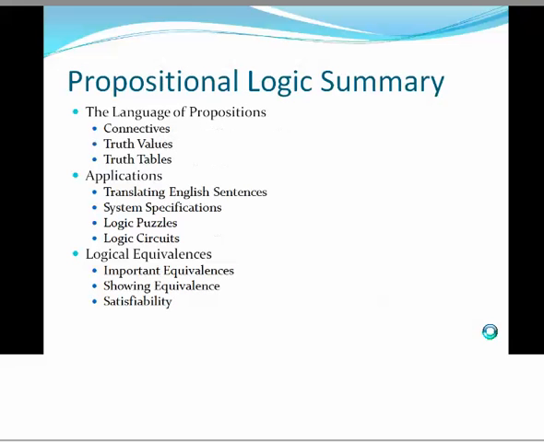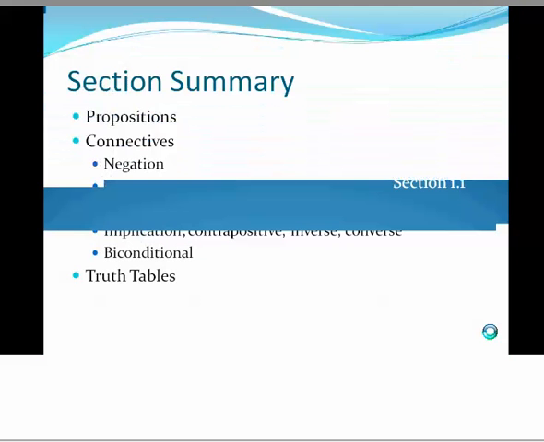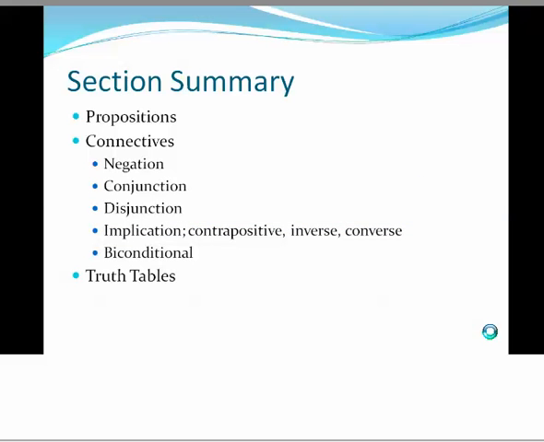In week 2 we will discuss these things: truth values, truth tables, applications, translating into English sentences, system specifications, and logic. In propositional logic, we will discuss negation statements. There are several statements which have negation, conjunction, and disjunction. These are the three things. There are also some biconditional statements. After that, in the end, we will discuss the truth table.